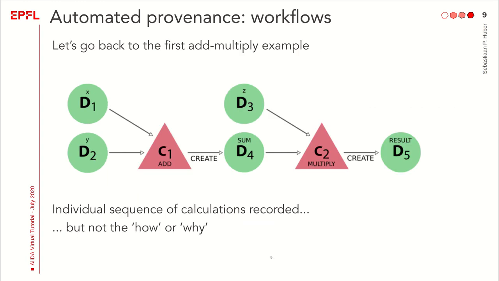So let's go to the next step and move towards workflows. So far, we have seen how we can run calculations through AiiDA and tell it to store the provenance. And here was the example of the addition and the multiplication and the provenance graph that was generated.